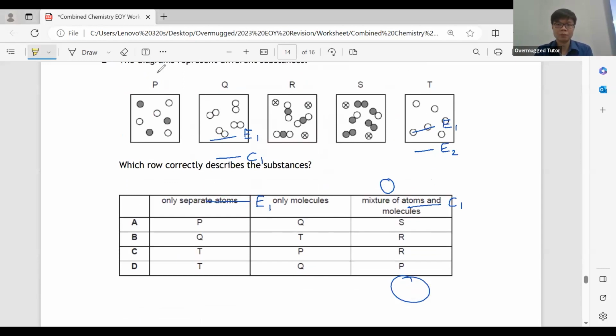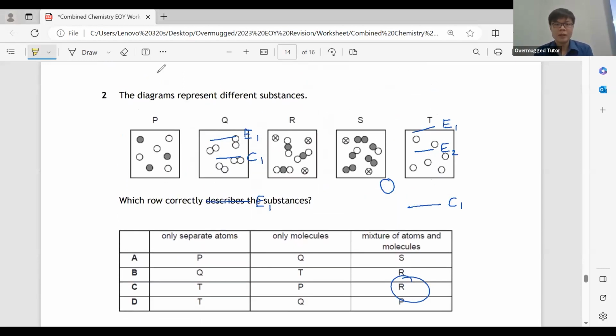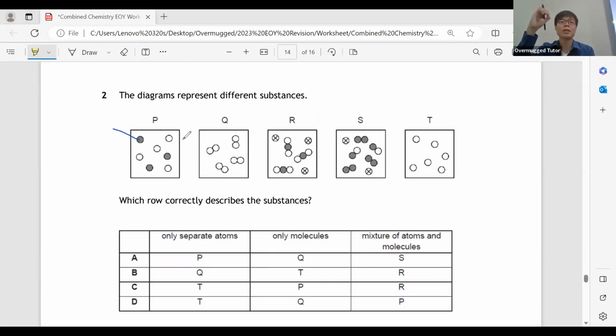Okay, then two. The diagram represents different substances. Which row correctly describes the substances? Each of these is called an atom. An atom is like your single Lego block. Then each of these is called a molecule. Molecule means multiple atoms joined together, chemically combined. So it's either like singular or plural, basically.